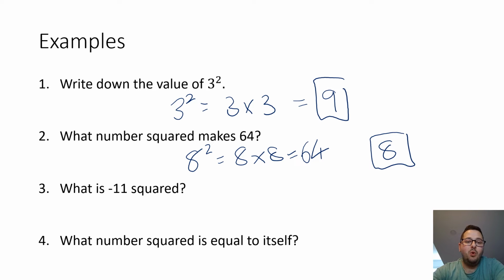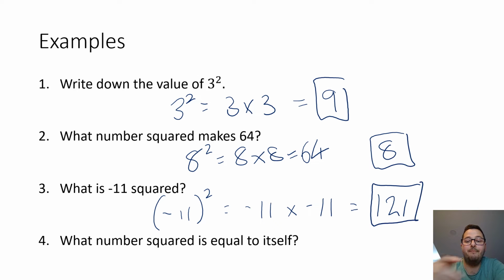Number 3 is what is minus 11 squared? So minus 11 squared is going to be minus 11 times minus 11, and that makes a plus. So that is going to be the same as 11 times 11, and if we work it out, that is 121.